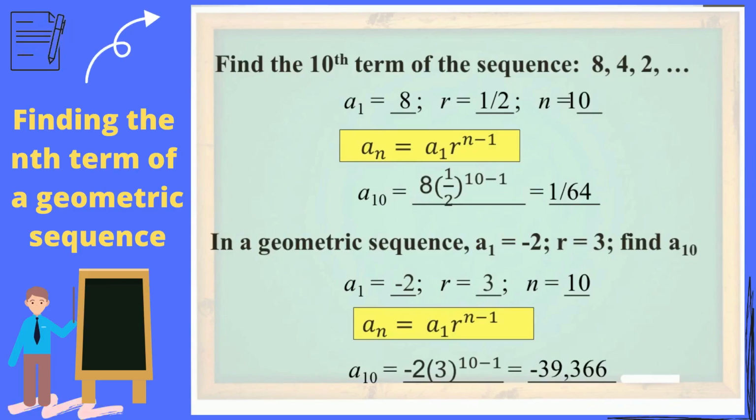So how did we get negative 39,366? So that is by simplifying the given equation. So first, 10 minus 1 is equal to 9. And 3 raised to the power of 9 is equal to 19,683 times negative 2, and that is equal to negative 39,366. And that is the value of the 10th term, or a sub 10.